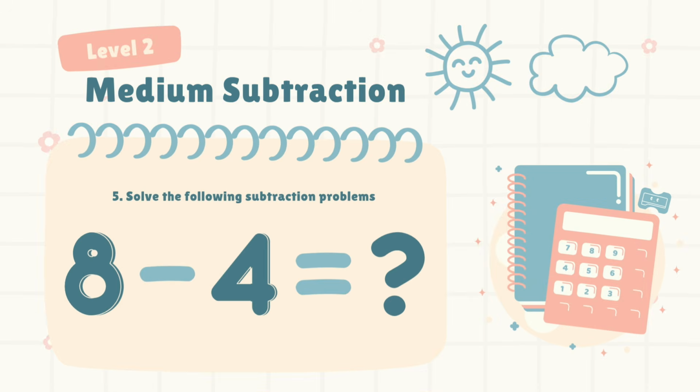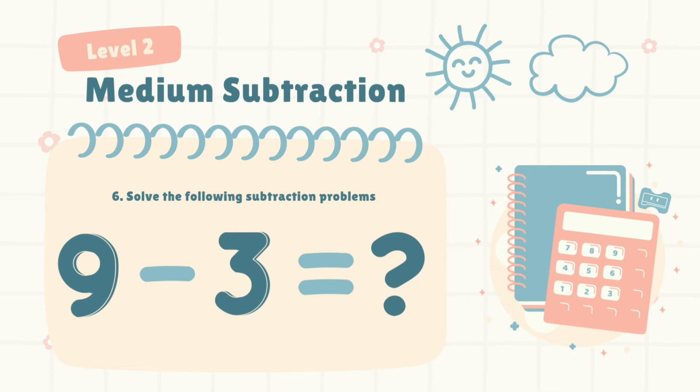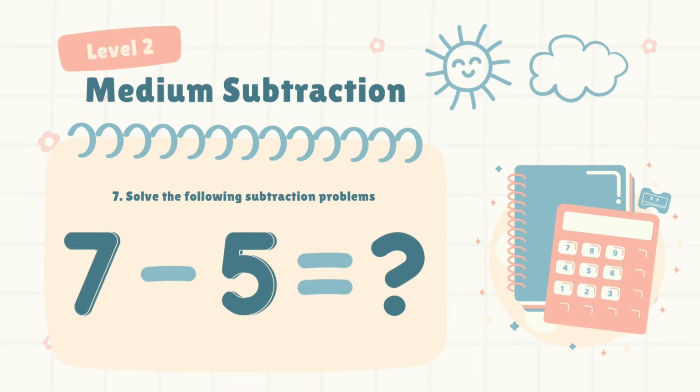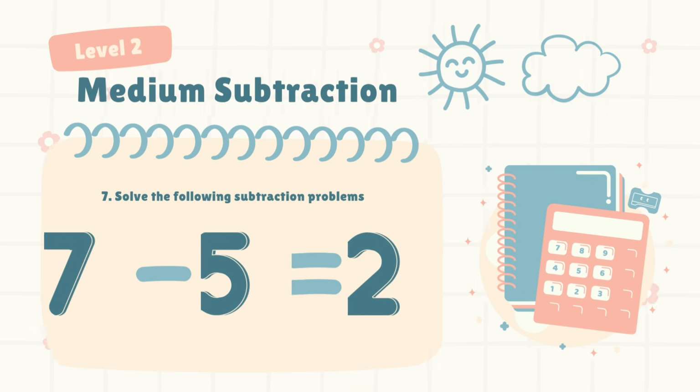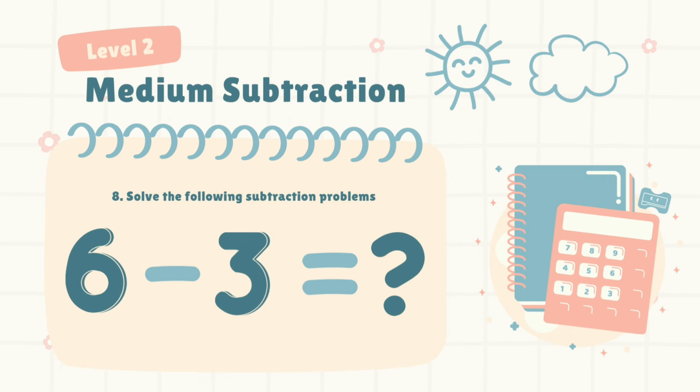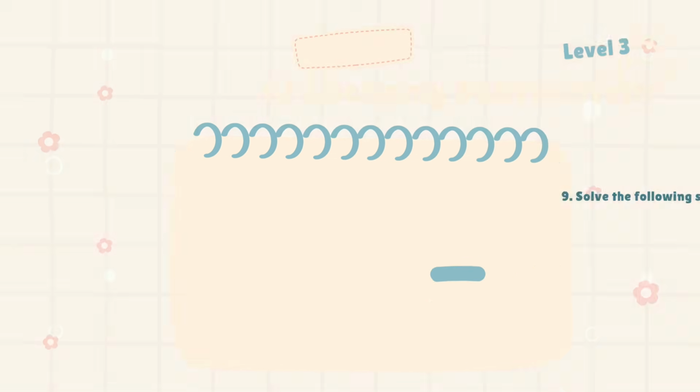Here is level 2. 8 minus 4 will give you 4. 9 minus 3 will give you 6. 7 minus 5 will give you 2. 6 minus 3 will give you 3.